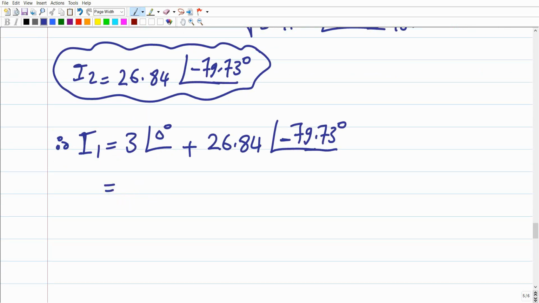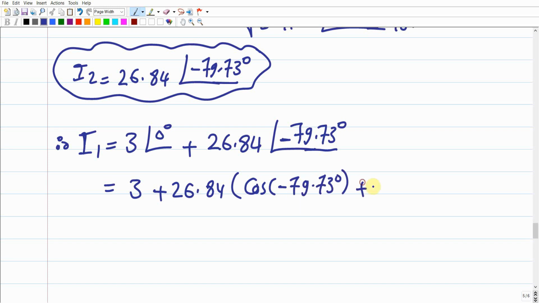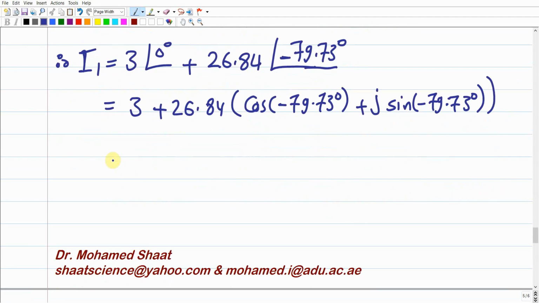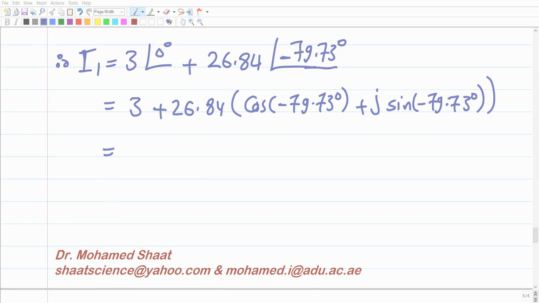Now we have to work over this summation, so we have to convert these terms into the rectangular form. This one is just 3 real, but this term will be 26.84 times the cosine of the angle, which is negative 79.73 degrees, plus j sine of the angle, which is negative 79.73 degrees. Then you're just going to do these calculations to end up with one real and one imaginary number.